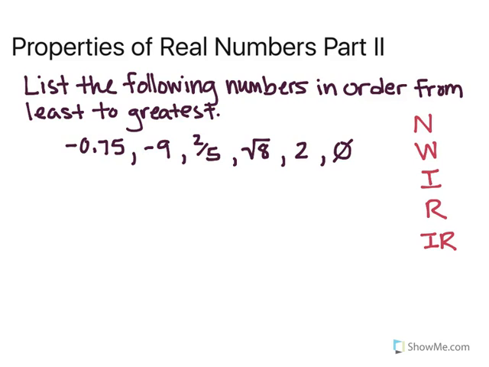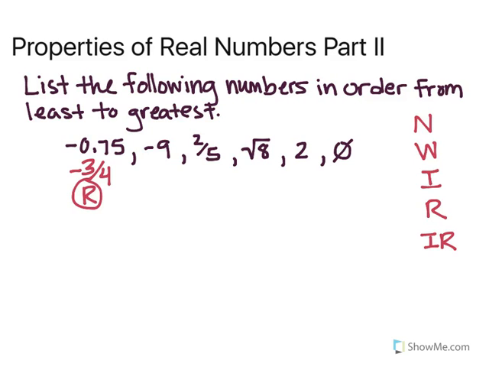So going through this list, we have the first number as negative 0.75. Now that's definitely not a natural, whole, or integer number. So we have to ask ourselves, could it be rational? Could you write 0.75 as a fraction? And we sure can, by writing it as 3/4. So this is going to be a rational number.